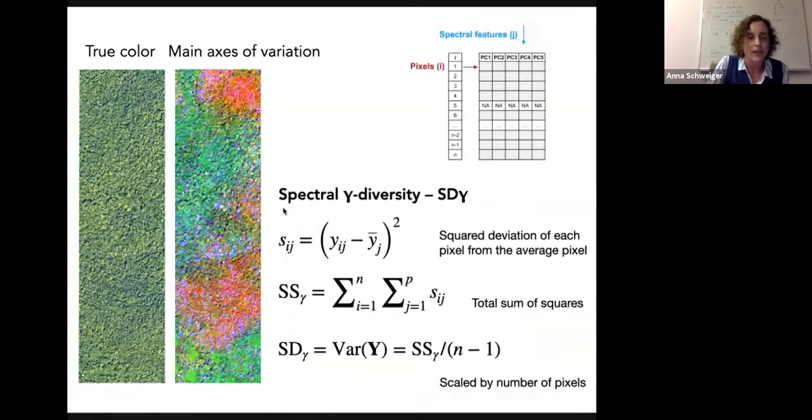And we calculate spectral gamma diversity using the sum of squared deviations of each pixel from the average pixel within that region. Sorry for the formula, but it's actually not too complicated to do. You calculate the squared distances, sum them up, and then standardize by the number of pixels, and that's all of that.